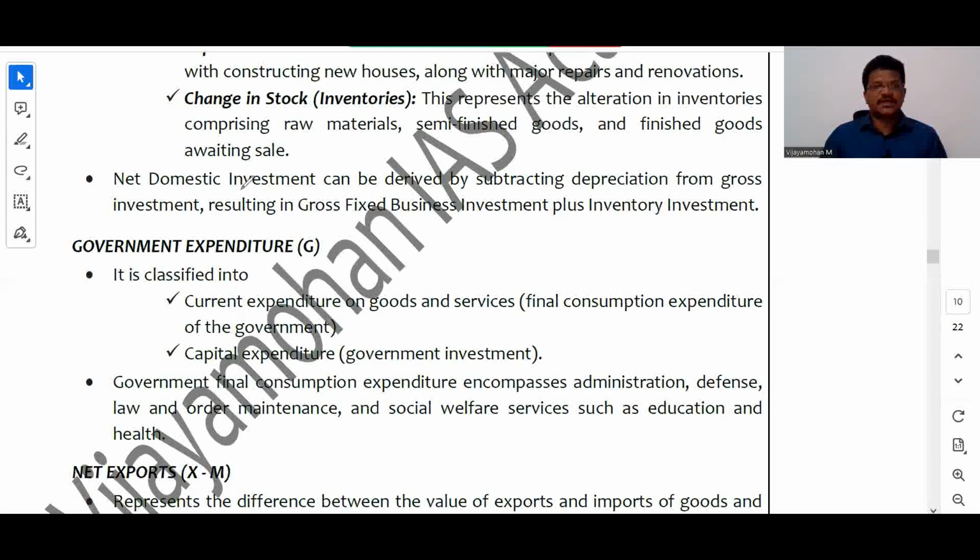Before that, net domestic investment can be derived by subtracting the depreciation from the gross investment, resulting in gross fixed business investment plus inventory investment. So basically he is telling that you will get the net domestic investment from gross domestic investment minus depreciation, which is a basic thing. We already discussed it many times, right?